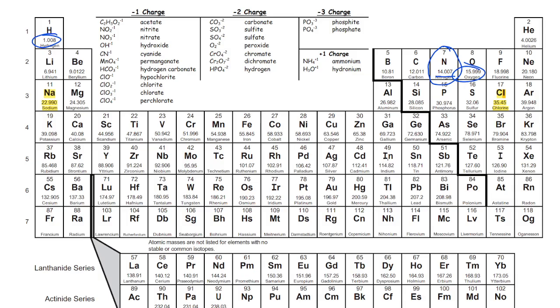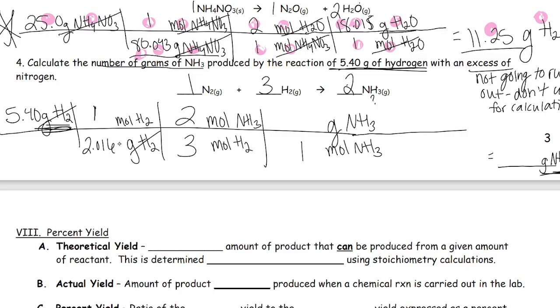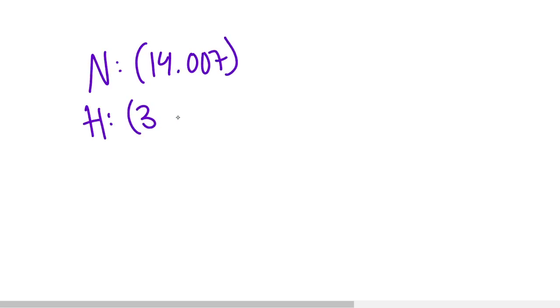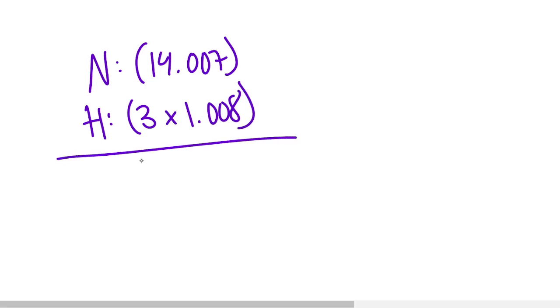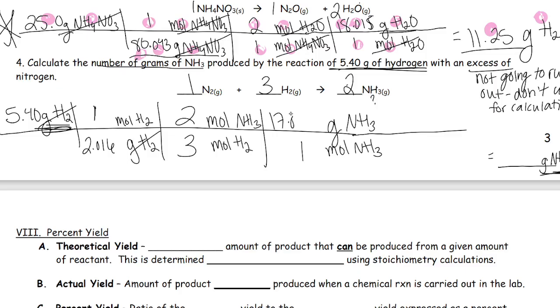My grams of H2 comes from the periodic table. Hydrogen has a molar mass of 1.008, so I multiply that by 2, which gives me 2.016. And then NH3, I would have to separate them out. I would take nitrogen and hydrogen. I have 14.007 as the molar mass of nitrogen, and I would have 3 times the molar mass of hydrogen, 1.008. So what does this give us? I know you calculated it. 17.031. Okay, so I'd plug that in, 17.031.